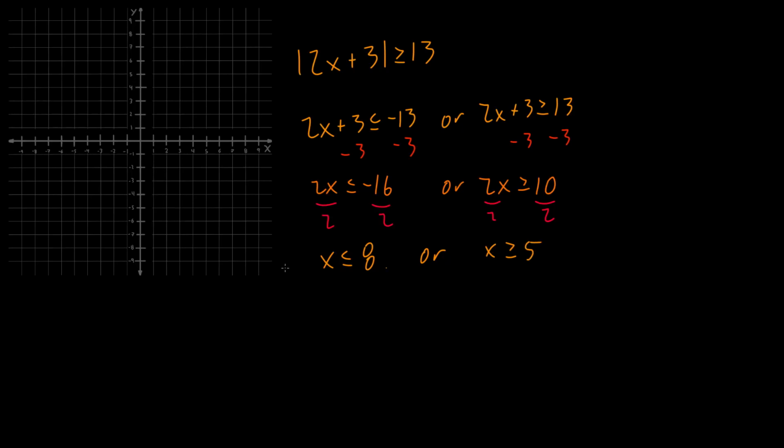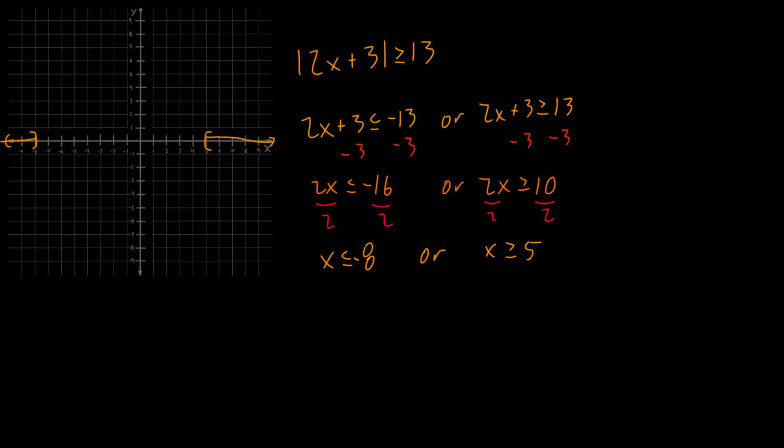And now we can start to test these. Let's first draw it out. X is less than or equal to negative 8. I always mess up negatives. All right, and this one's correct. Okay, this looks right. So we've got negative 8, so we've got this, and greater than or equal to 5. So it's something like this.